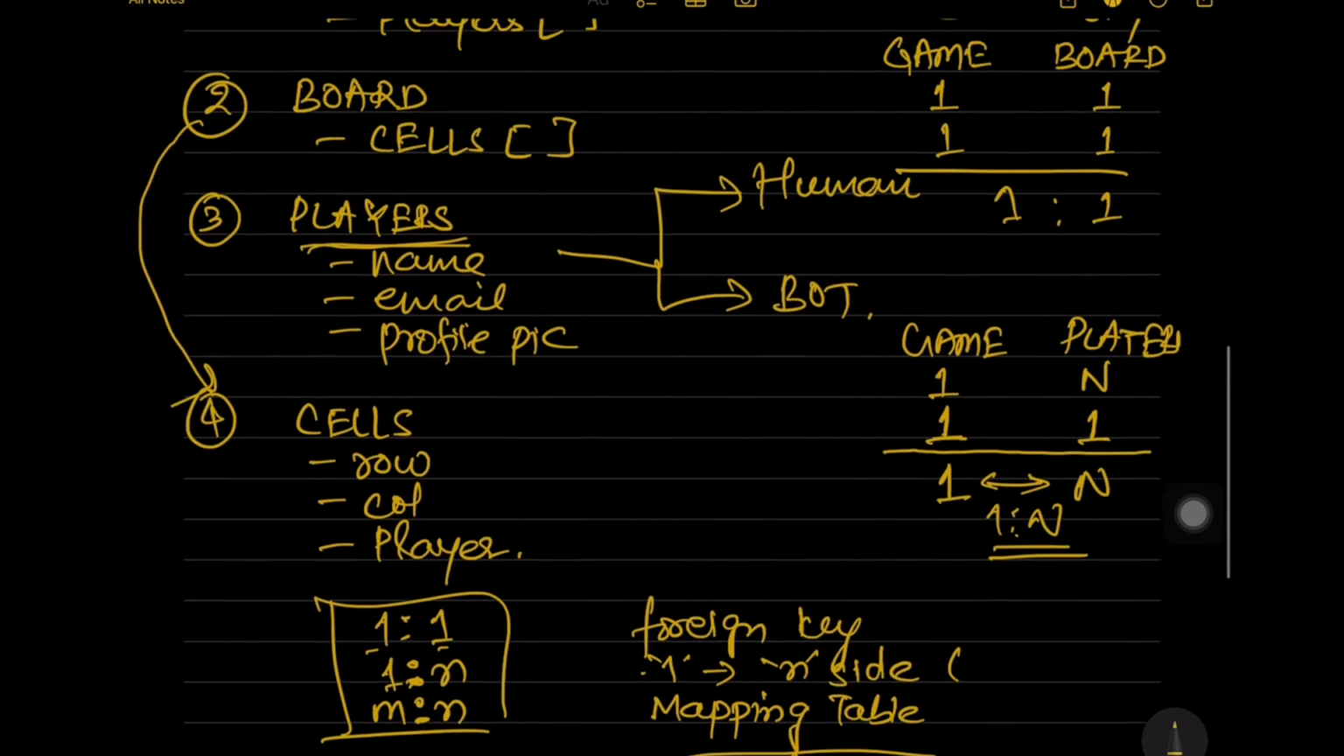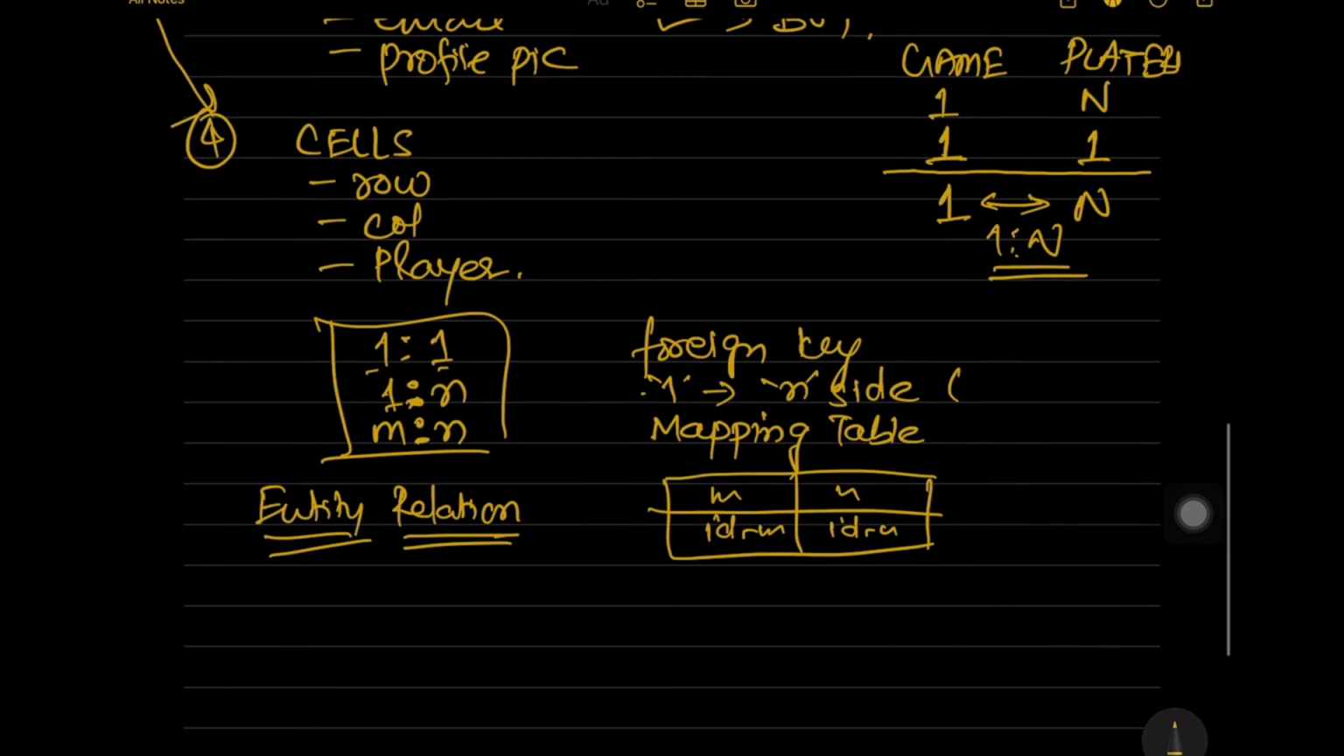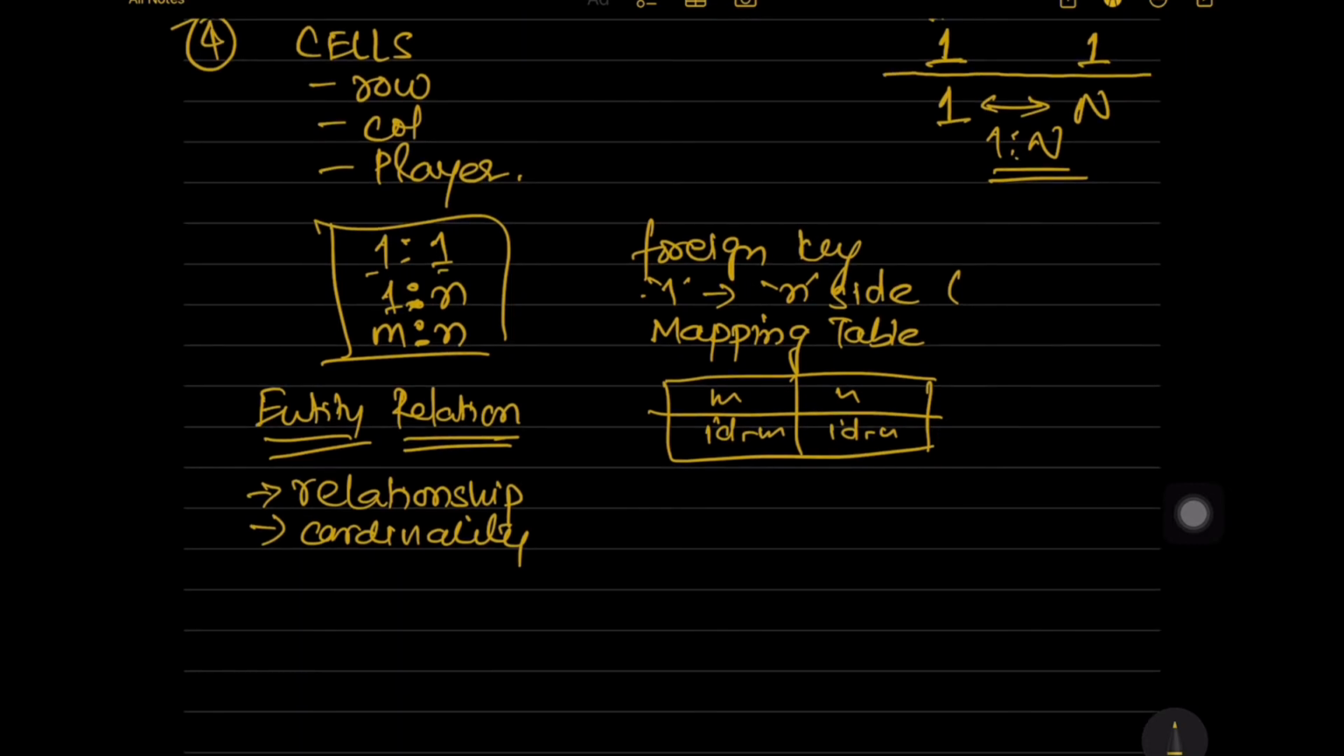What is the relationship, and then what is the cardinality? This will be like relationship and cardinality. Both of them together constitute entity relationship. We create diagrams also, and that's called ERD. That's with respect to the DB, but I will not go into detail further here.